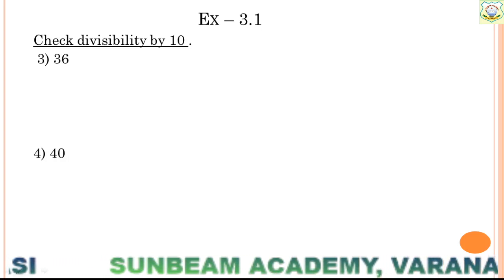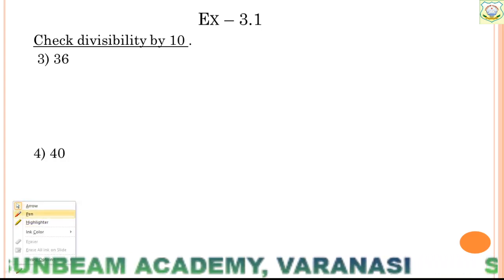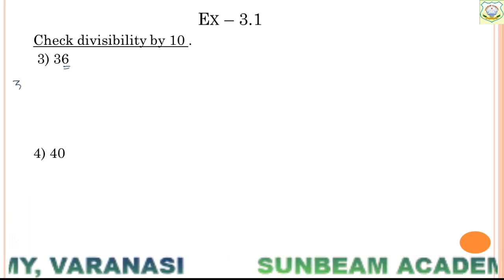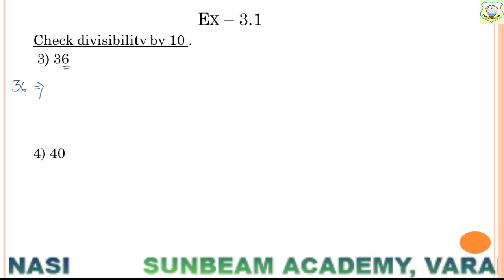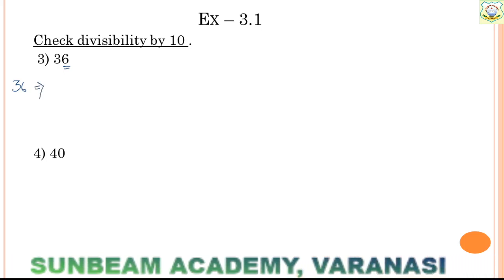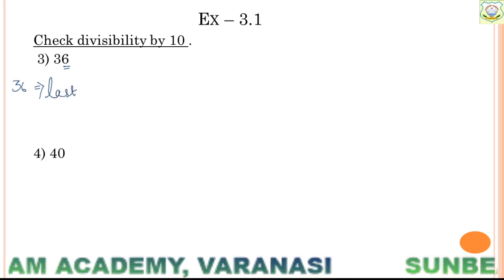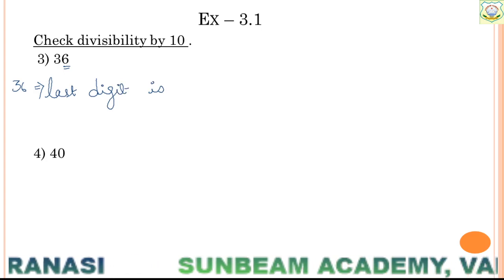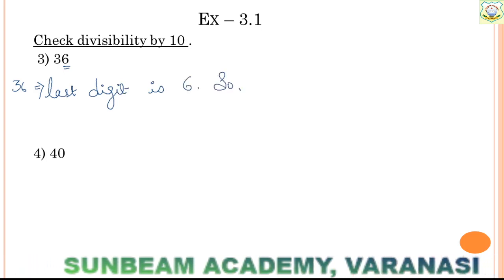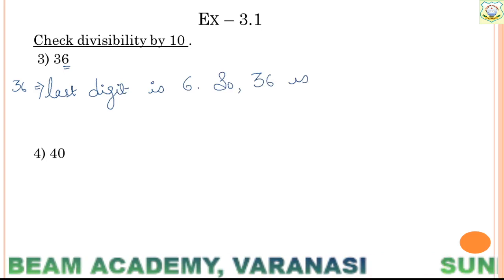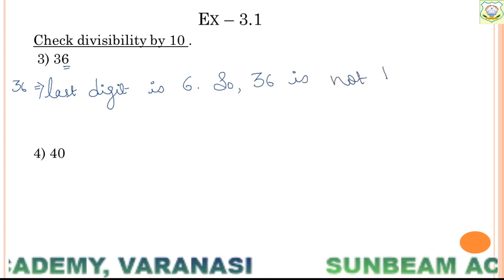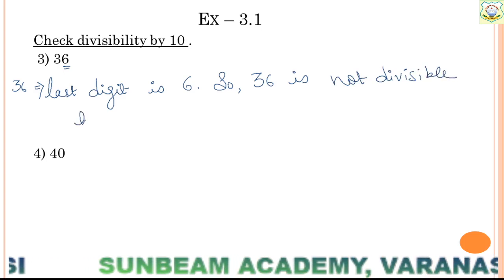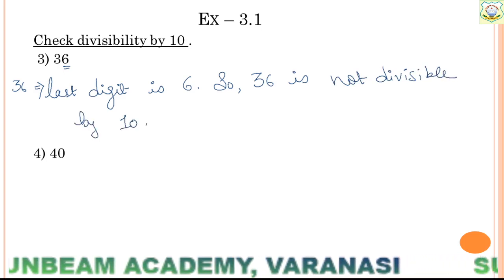The third question is 36. The number is 36. Now see the last place. So now tell me, student, what do I have to write here? Yes, last digit is 6, right? So 36 is not divisible, right? Is not divisible by 10. Okay, now do this one.